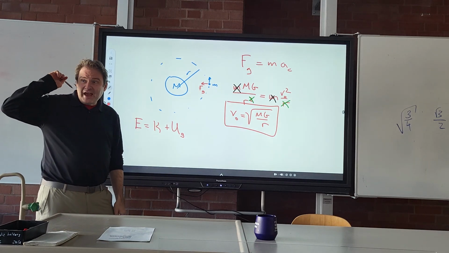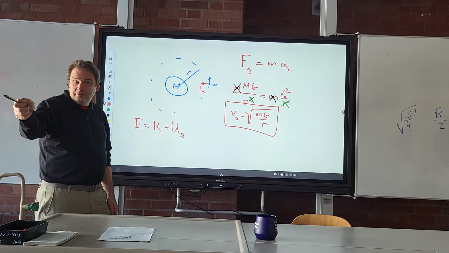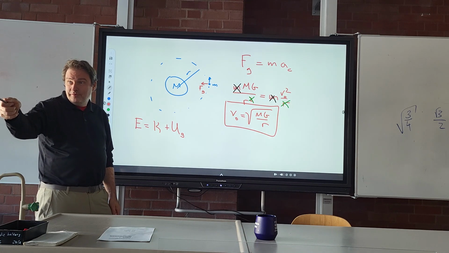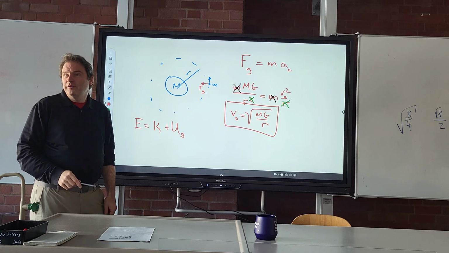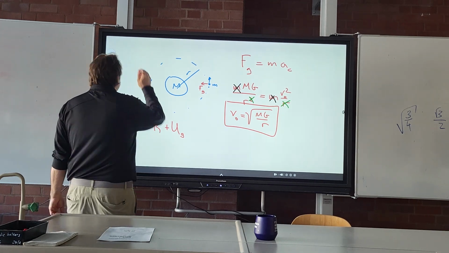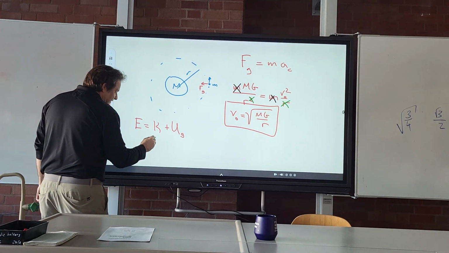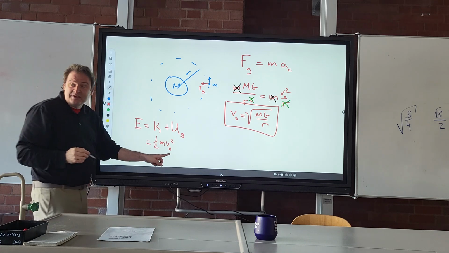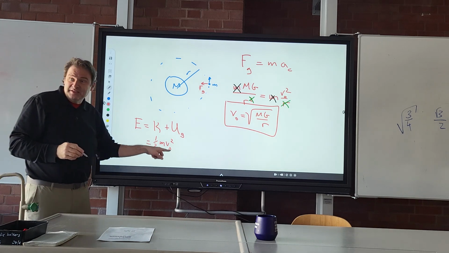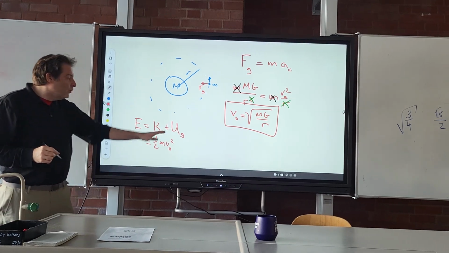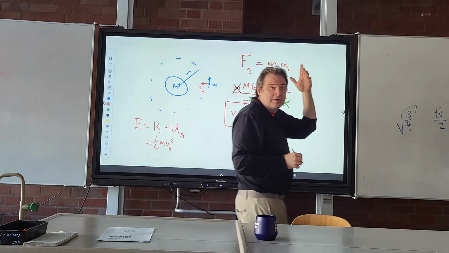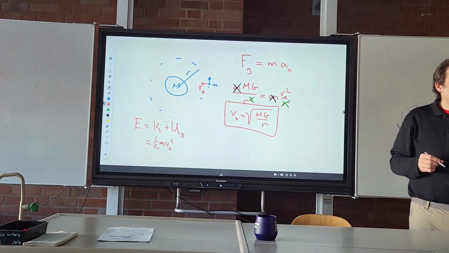Equation for kinetic energy: 1/2 mv squared. So we've got 1/2 m v_o squared. This is an O, not a 0, so this is not the initial velocity. This is the orbital velocity. What do we have for U_G? What's the equation for U_G? Anybody remember?